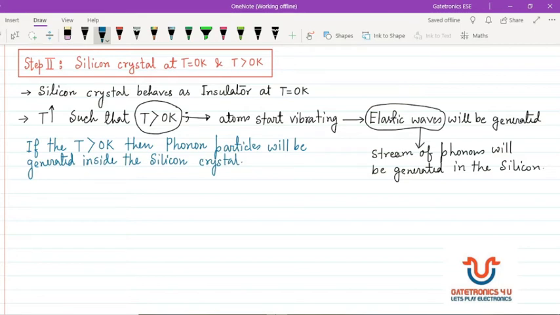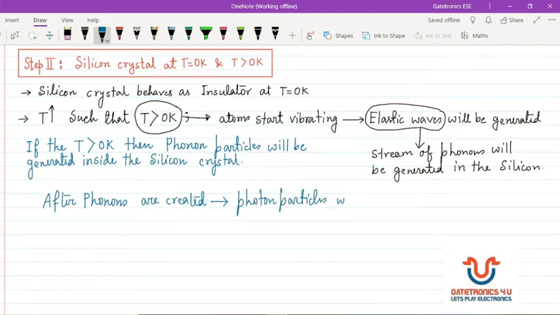After phonons are created, due to the increment of temperature, photons will also be created. So let us see how the photon particles will be created after phonon particles have been created due to the increment of temperature. So now we want to see that after phonons are created, photon particles will also be created, and we want to see how.